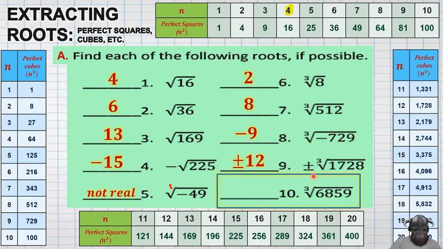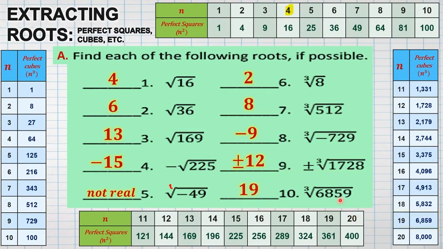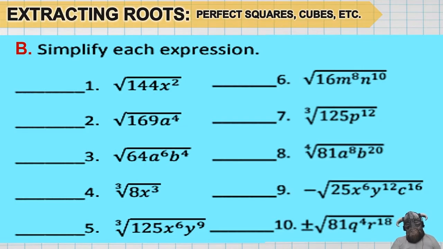Next. So, on the last part, we have here the cube root of 6,859. So, tingnan natin sa table, nasan dyan? Ito, sa may bandang baba. So, that will be 19. So, the final answer on this item or on this exercise will be 19. Okay, let's proceed on part B of these exercises. So, here we are asked to simplify each given expression.